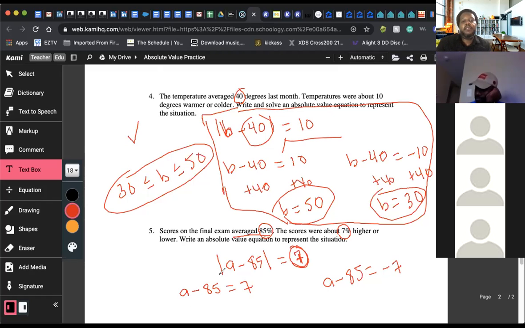Okay, so now we have A minus 85 is equal to 7 and A minus 85 is equal to negative 7. We have to solve for A in both cases by just adding 85 to both sides. So A equals 92, A equals 78.